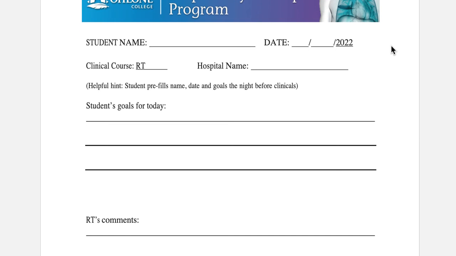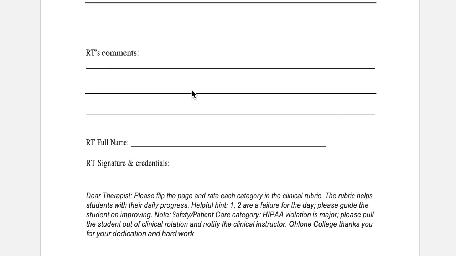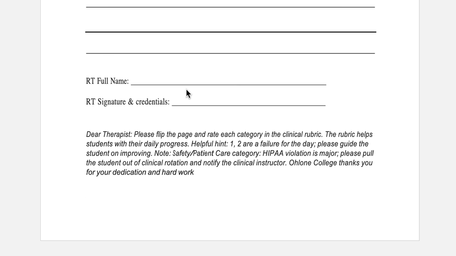At the end, I've placed 7 sheets that have the daily rubric and the daily evaluation. So this daily evaluation, the student must write their goal. That's part of our rubric requirement. Then you would give a comment and then sign it.